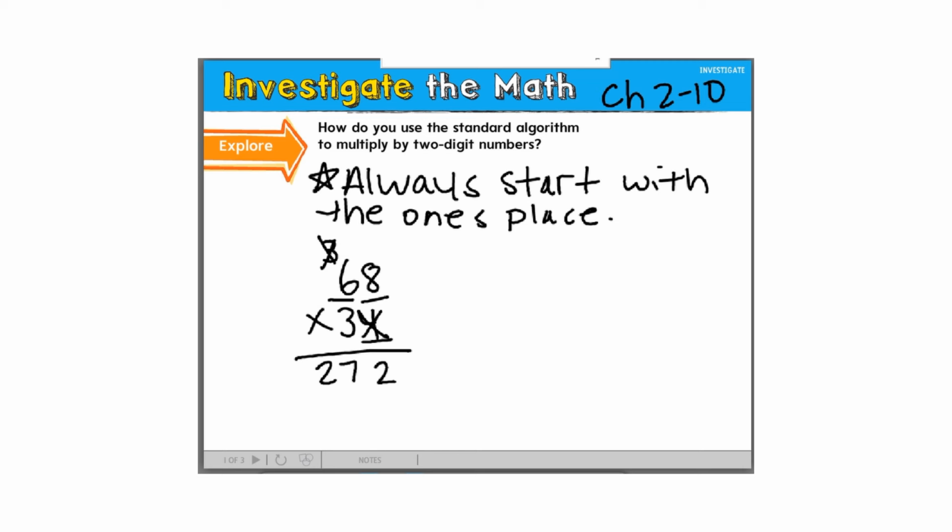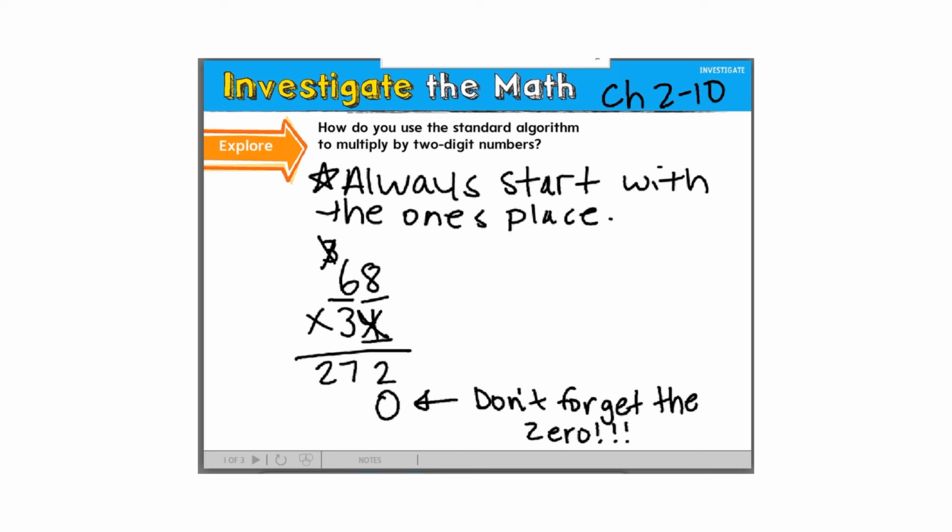Anybody know what I need to add to this before I start multiplying? Anybody remember? Hamza, what is it? A 0. Yay, you guys do remember. So a 0 goes right here. So don't forget the 0. Yes. Very important.